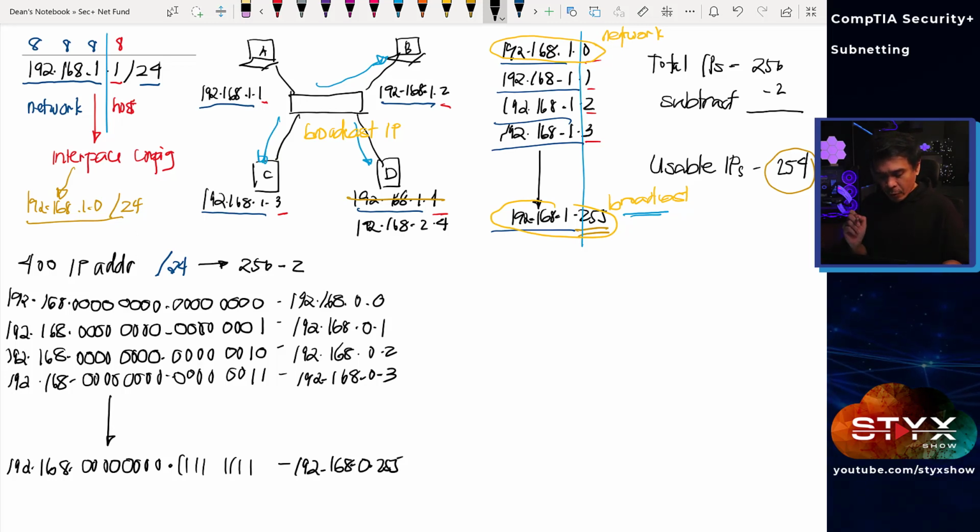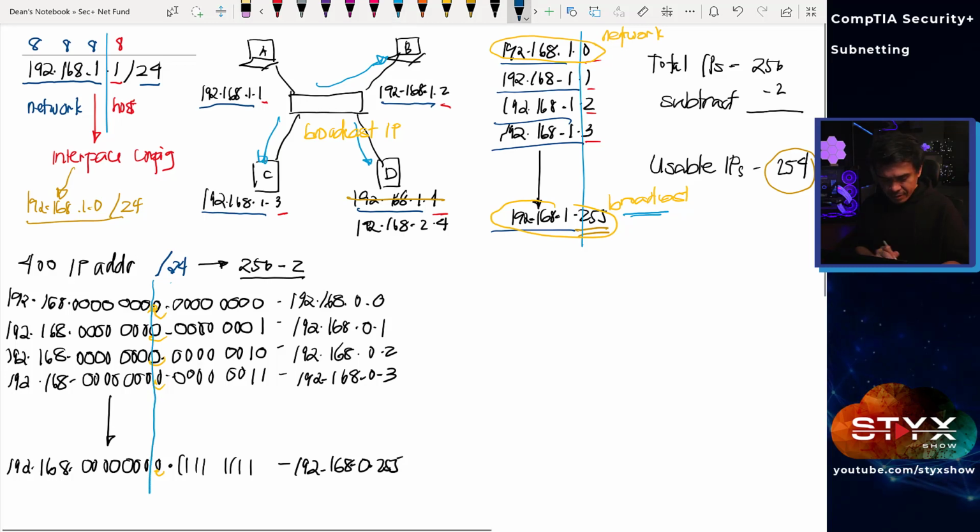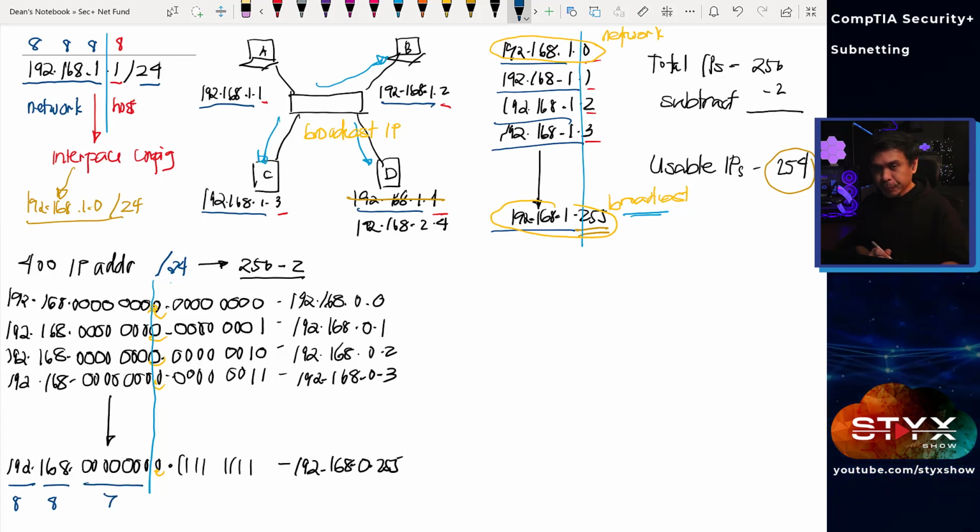Why is it now 0? Because we need to borrow a bit from the host to the network. The reason is because our maximum usable IP address is not enough. We have a maximum usable of 254, so we need to borrow. This is our original, before we do the borrowing. This is the original divider between the network side and the host side. What I'm gonna do is borrow 1 bit. So the original divider will now be moved here, making these 8, 8, and 7 our network.